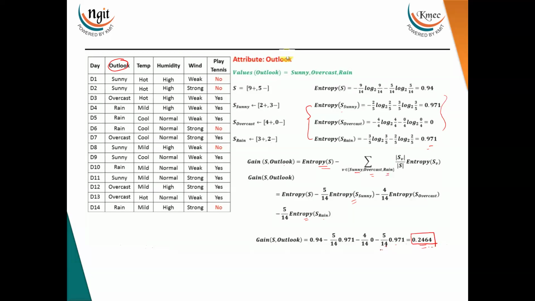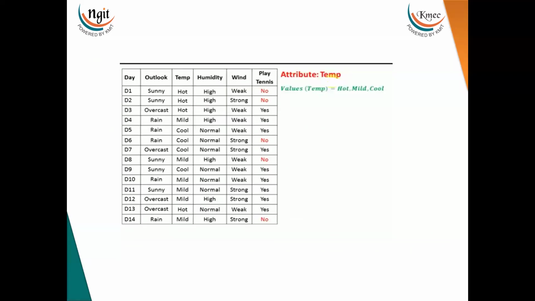Then we are going to follow the same procedure for temperature, humidity, and wind. For temperature, we'll calculate for hot, mild, and cool, and how many yes, how many no. The entropy of the whole data set we already found, so we just need the entropy of the individual features. Coming to humidity, we find the values for high and normal. For wind, we calculate for weak and strong: how many weak, how many strong, and in that how many yes and how many no.